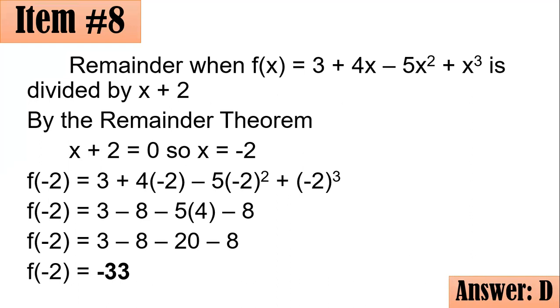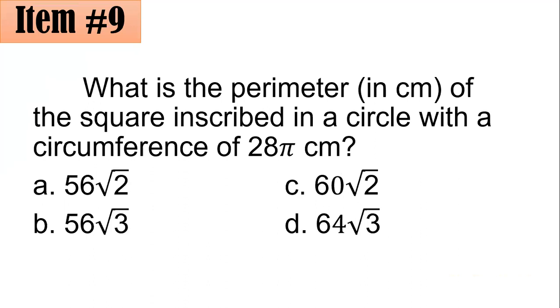So far, so good. Number 9. What is the perimeter in centimeters of the square inscribed in a circle with a circumference of 28 pi? What do you think? Is it A, B, C, or D? Let's have this one.